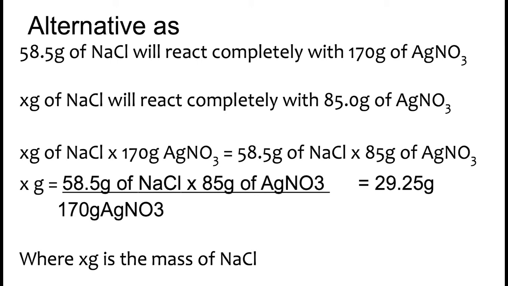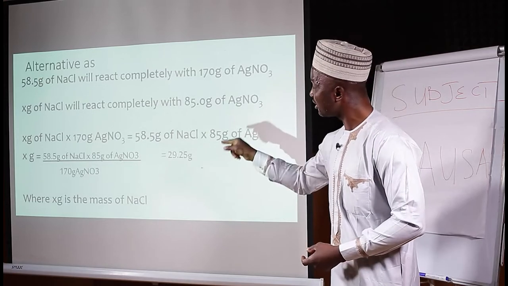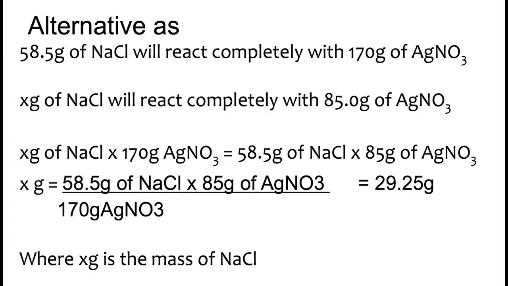Obviously, the silver trioxonitrate(V) will cancel out, the grams will cancel out. What will be left there is sodium chloride. So if you do the division with your calculator, you arrive at 29.25 grams of sodium chloride, which is similar to the answer we got earlier. But of course, you must always know that your X grams represents the mass of sodium chloride.